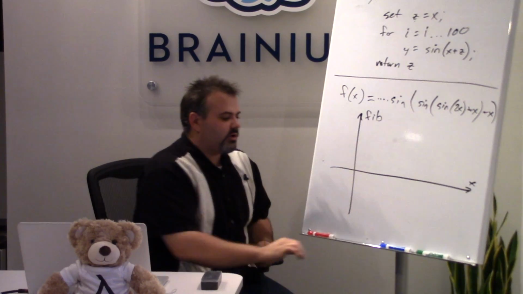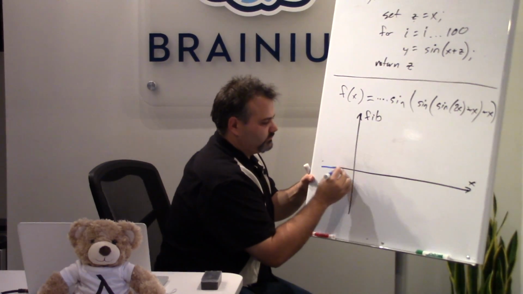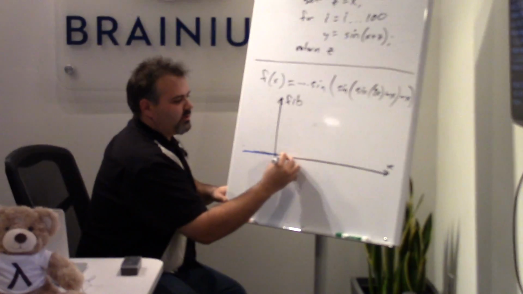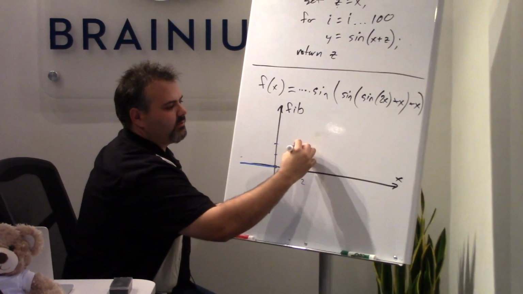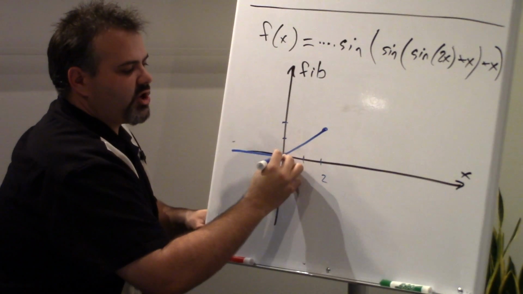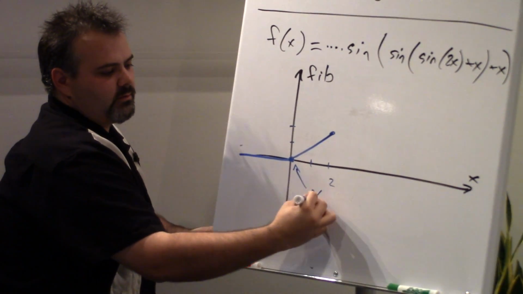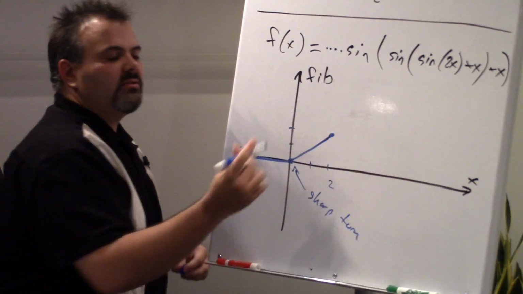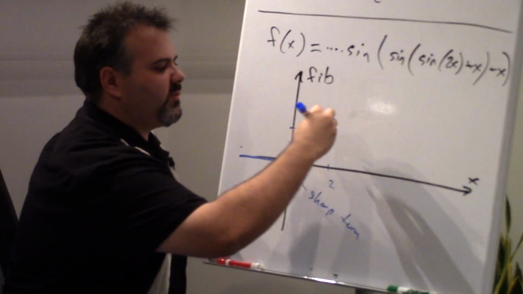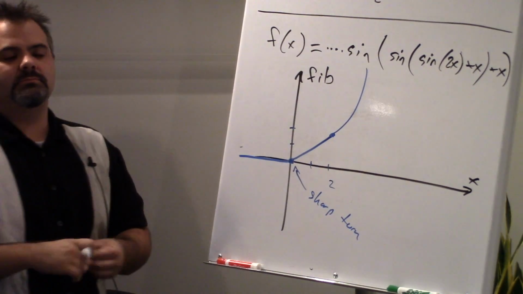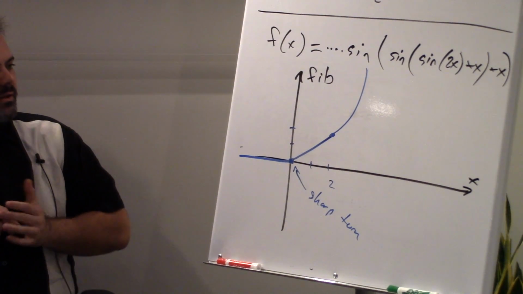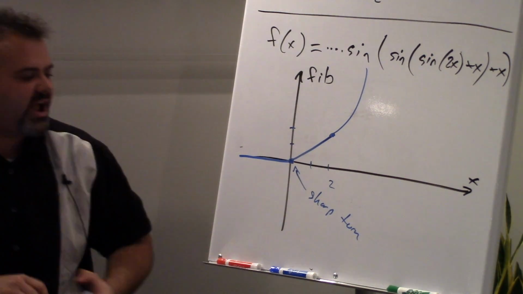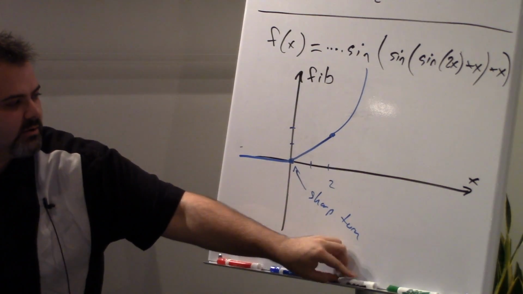Below 0, it's just 0. From 0 to 2 is x. So it's a sharp turn right here. And then after that, it's basically kind of an exponential function. It's like a curve like that. Okay? This is like if you tried to graph an exponential curve on like an Atari.